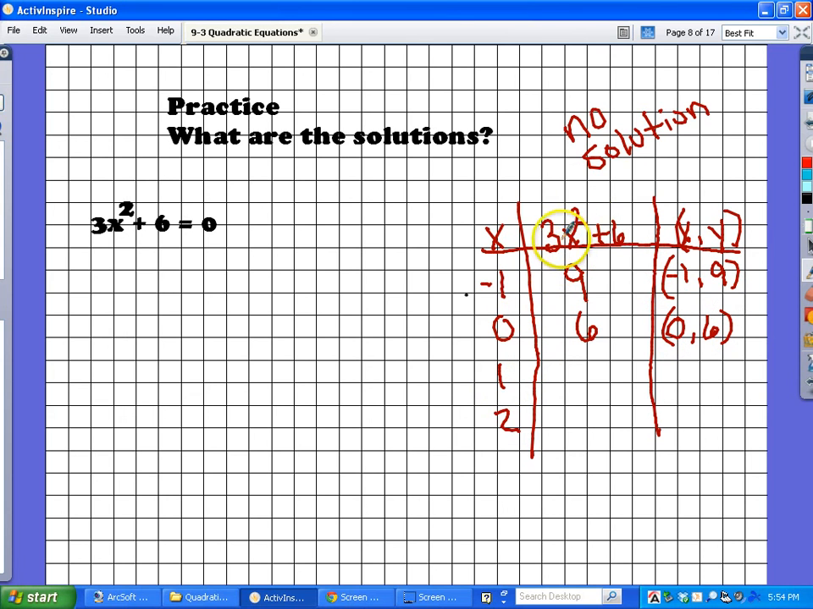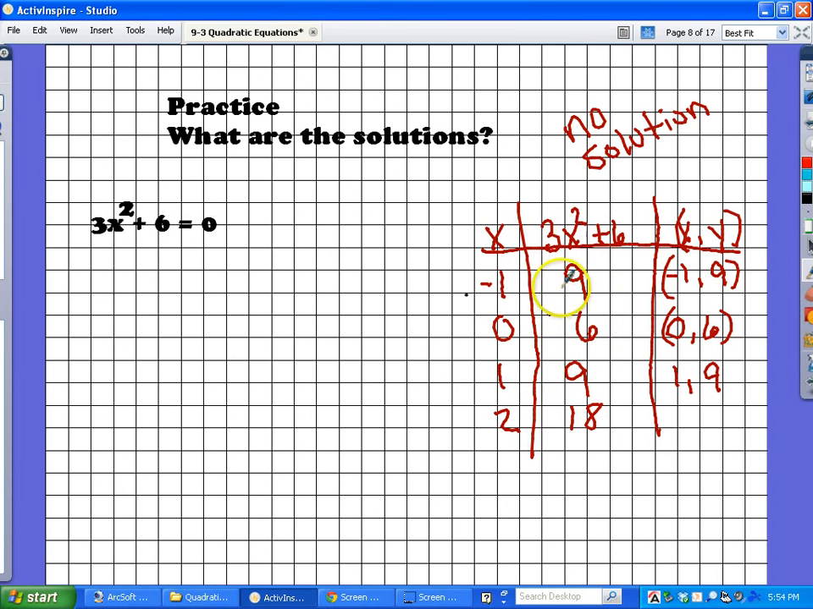Okay, 1 squared is 1. So 3 times 1 is 3 plus 6, and I have 9. And if you notice here, you can start to see the reflection and how the numbers end up being the same, just on the opposite side there. So 2 squared is going to be 4. So 3 times 4 is 12 plus 6 is 18.